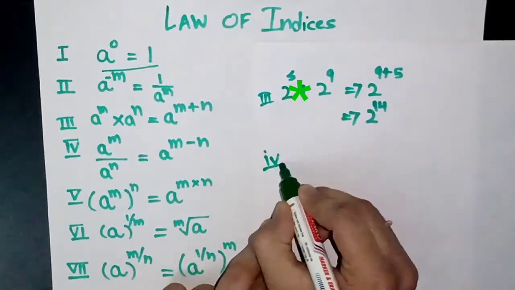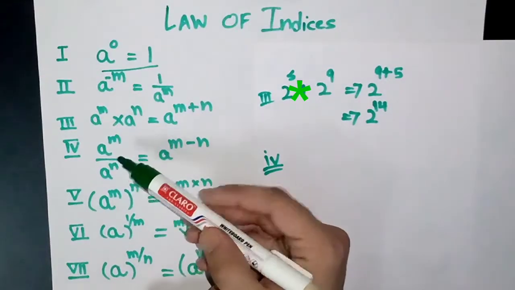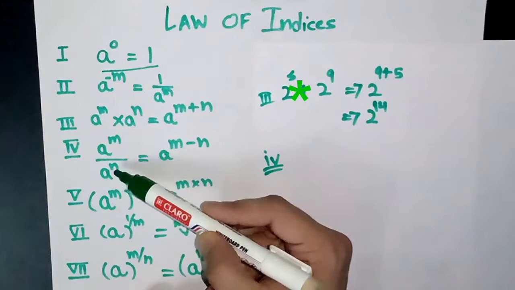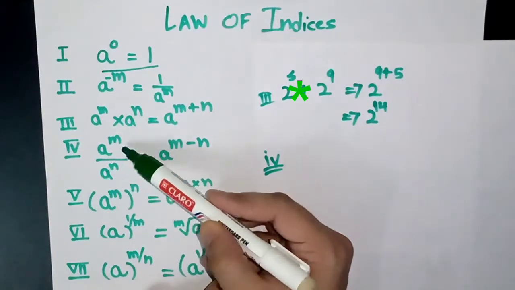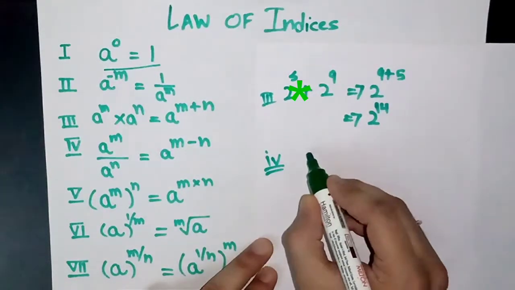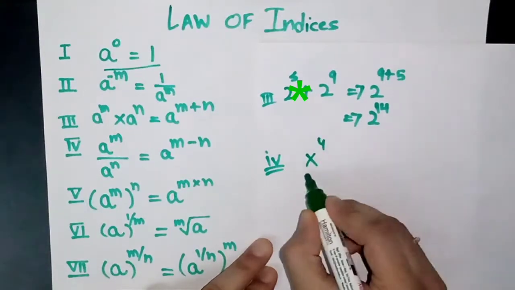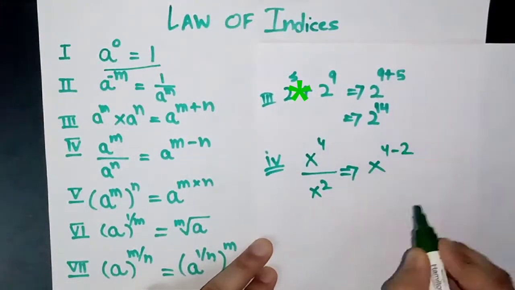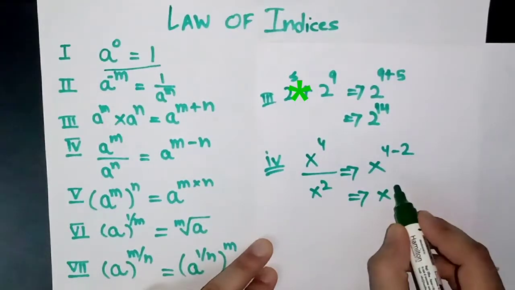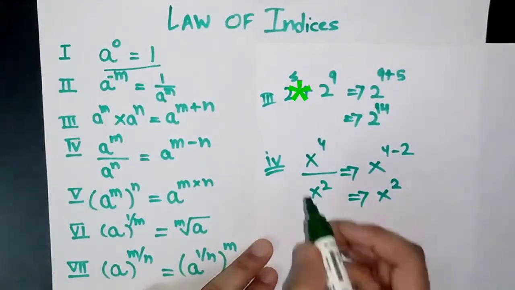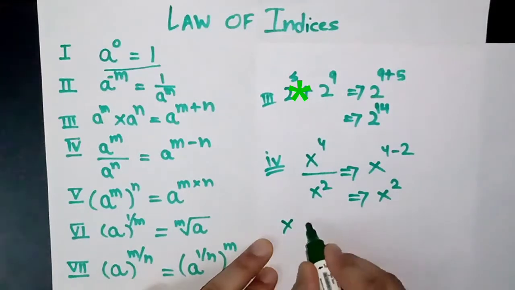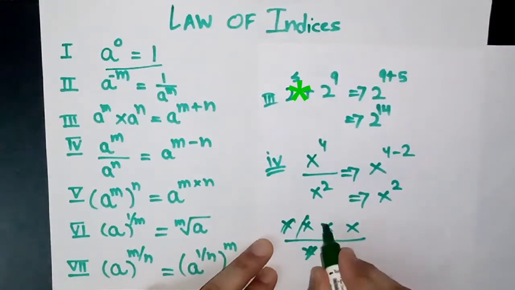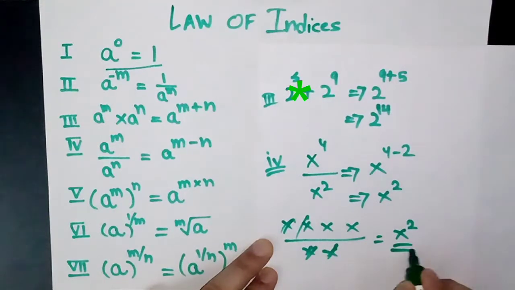Now the fourth rule says if a to the power m is divided by a to the power n, then the powers get subtracted. For example, x to the power 4 divided by x to the power 2 is x to the power 4 minus 2, which is x to the power 2. Another way of solving this is to write out the x's and cancel them; only 2 remain, so it is x square.